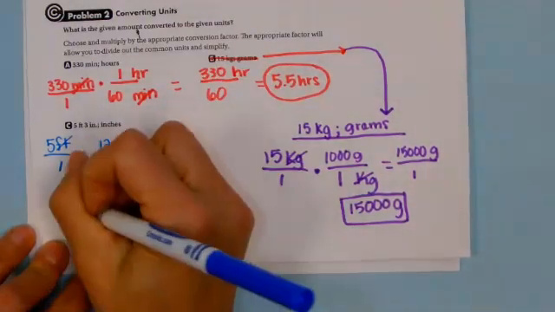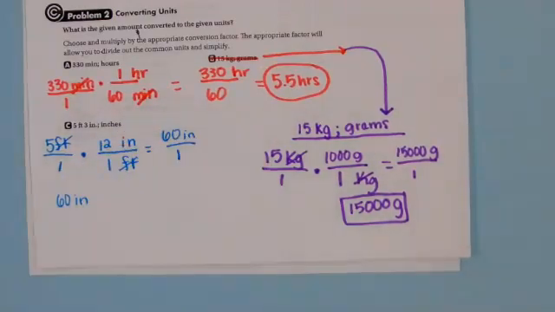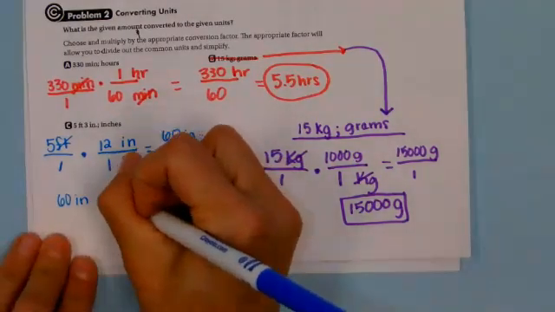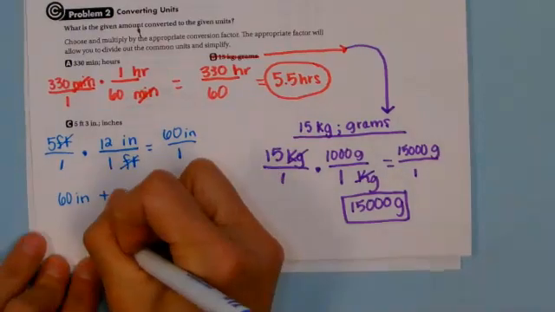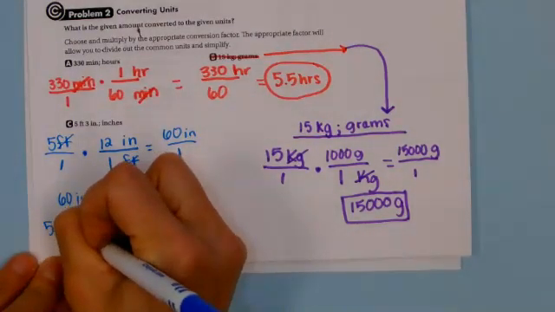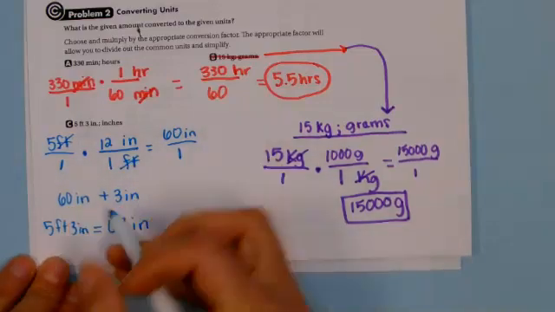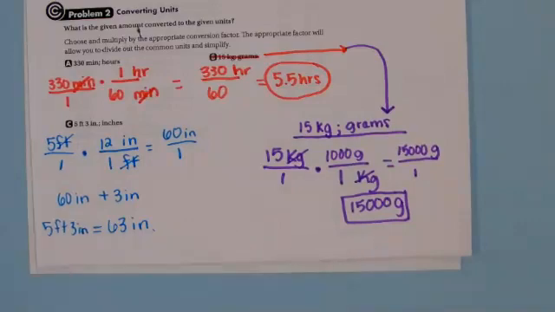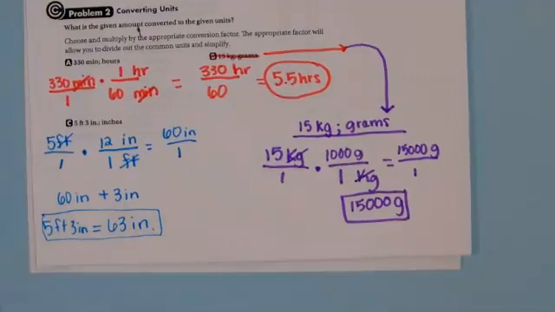So now our answer is 60 inches, but that's not our final answer, right? What's our final answer? Yeah, because we have to add that extra 3 inches that was already converted. So our final answer is 5 foot 3 inches is equal to 63 inches. That's a conversion. Pretty easy so far? Yeah, not too bad.